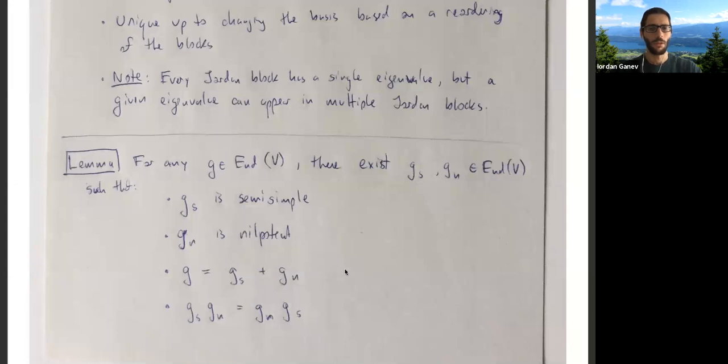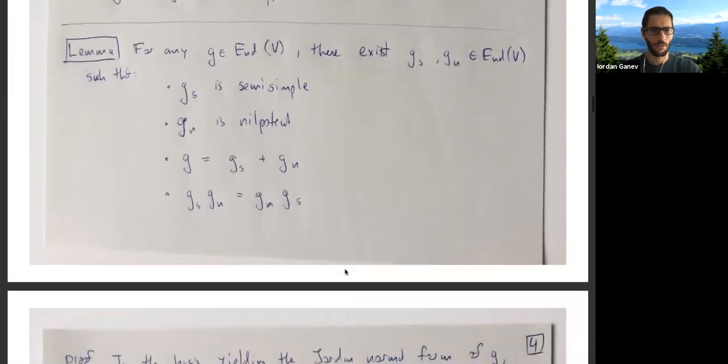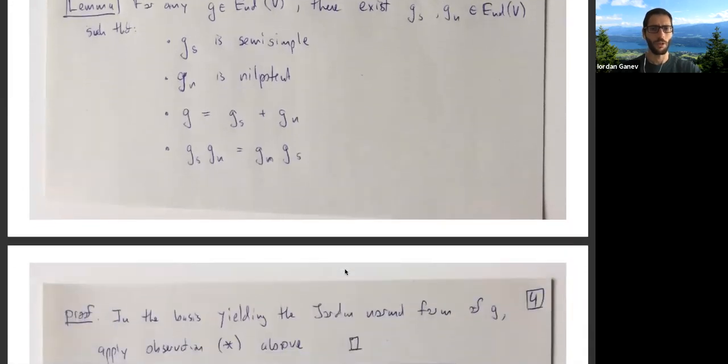So yeah, why is this true? Okay, so proof. We know that there's a basis of V yielding the Jordan normal form of G. So we take that basis, and in that basis, we have this diagonal. We have each Jordan block, and each Jordan block we can write as a sum, as I observed above.